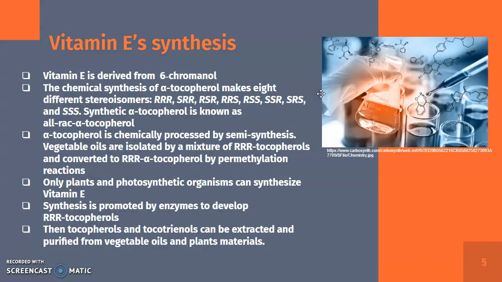Vitamin E's synthesis is complex, deriving from 6-chromanol. There are 8 different stereoisomers. For example, alpha tocopherol is chemically processed by semisynthesis. Vegetable oils are isolated as a mixture of triple R tocopherols and converted to triple R alpha tocopherol by permethylation reactions. Permethylation is just any methylation reaction in which very many or all possible sites are methylated. Only plants and other photosynthetic organisms can synthesize vitamin E. Those tocopherols and tocotrienols can be extracted and purified from vegetable oils and plant materials. Synthesis is promoted by enzymes to develop triple R tocopherols.